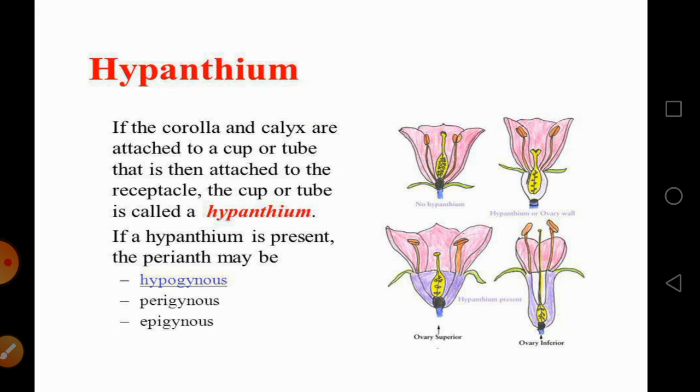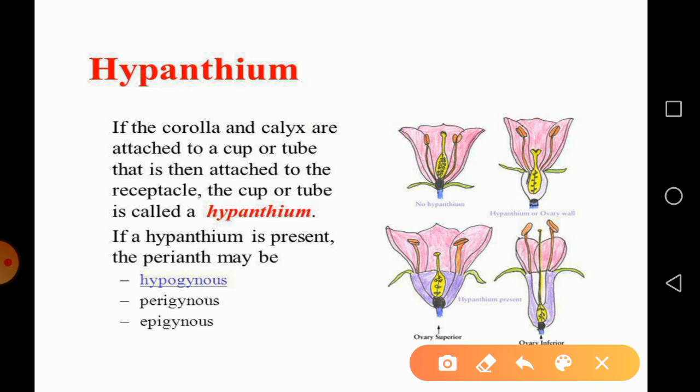Then next one is, on the basis of hypanthium present, there are again three types we are having: hypogynous, perigynous and epigynous. So hypanthium is nothing but if the corolla and calyx are attached to a cup or tube, then that receptacle, the cup shape or a tube like shape receptacle, is called as a hypanthium.